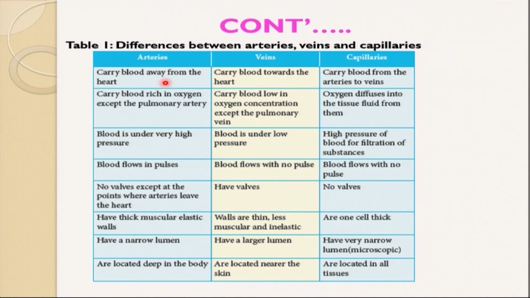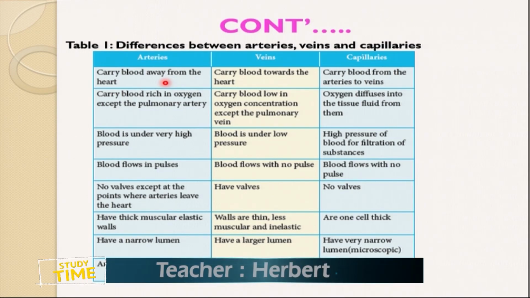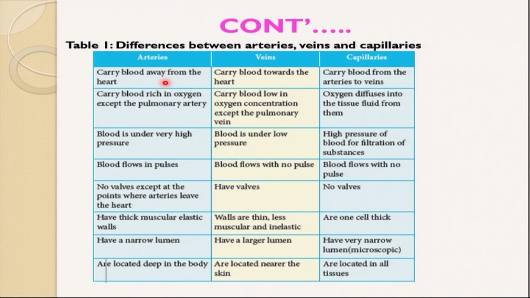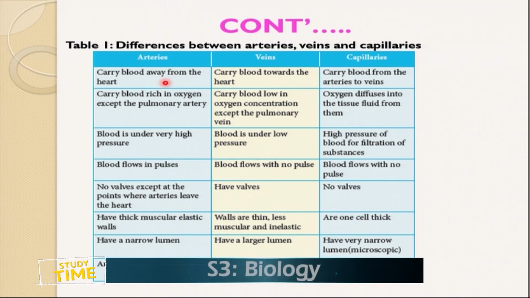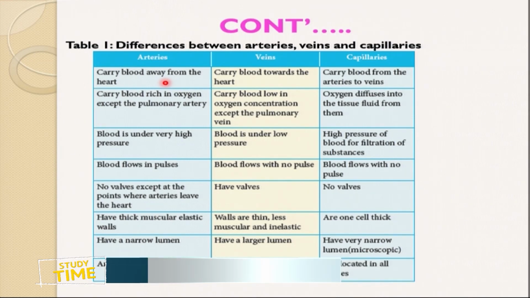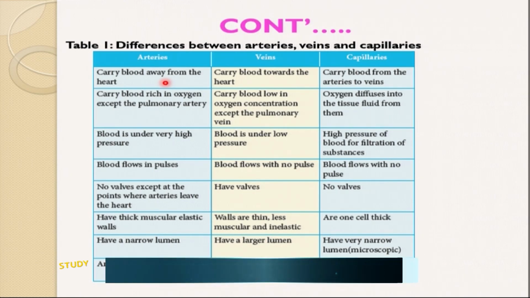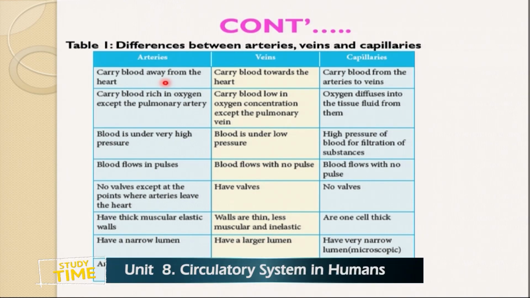In capillaries, oxygen diffuses into tissues and fluids. In arteries, blood is under high pressure. In veins, blood is under low pressure, and in capillaries the high pressure of blood filters substances. In arteries, blood flows in pulses. In veins and capillaries, blood does not flow in pulses. There are no valves in arteries, except where the blood is moving from the heart. But in veins there are valves, and no valves in capillaries.